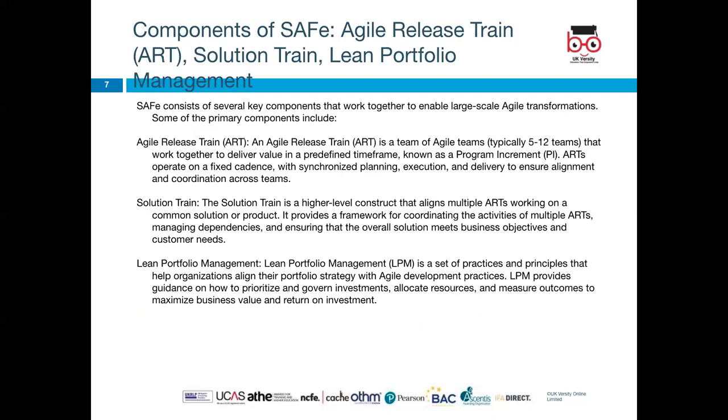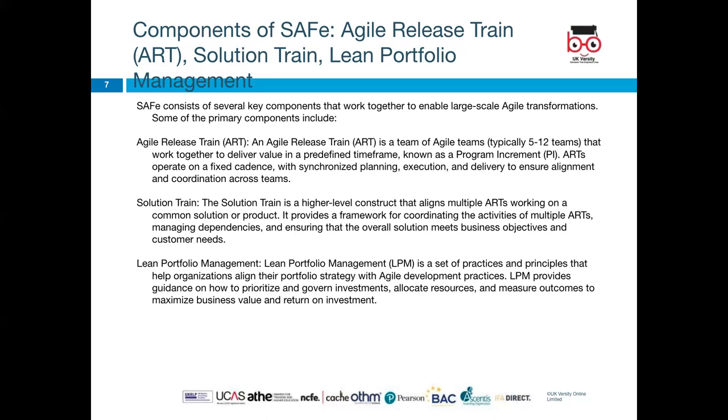So the next topic is components of SAFe. Agile Release Train, Solution Train, Lean Portfolio Management. SAFe consists of several key components, the first one being the Agile Release Train, which we looked at previously, Solution Train, and Lean Portfolio Management. What is the Agile Release Train? This is a team of agile teams, typically 5 to 12 teams, that work together to deliver value in a predefined time frame known as a Program Increment, PI. ART operates on a fixed cadence with synchronized planning, execution, and delivery to ensure alignment and coordination across teams.